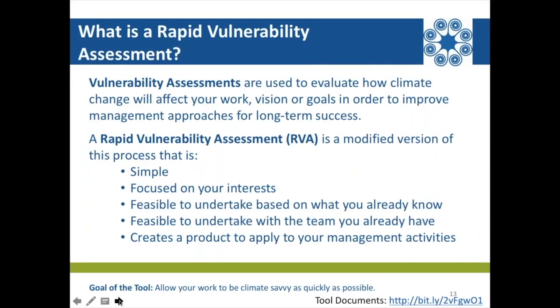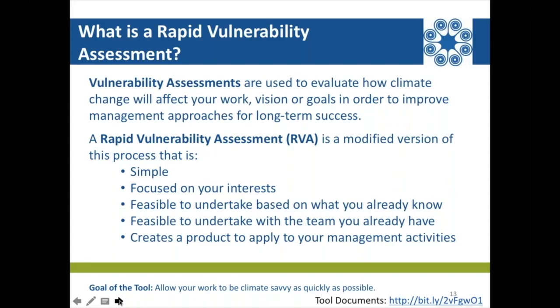So, what is a rapid vulnerability assessment? I think Lucy talked a little bit about this. I'm sure most people in the audience today are familiar with climate change vulnerability assessment processes. They can be large and very detailed, depending on what their initial goals are. The Commission for Environmental Cooperation and many other folks we've learned along the way really saw value in doing this in a quick way to get folks started without a whole lot of resources and cost and a whole lot of technical expertise.